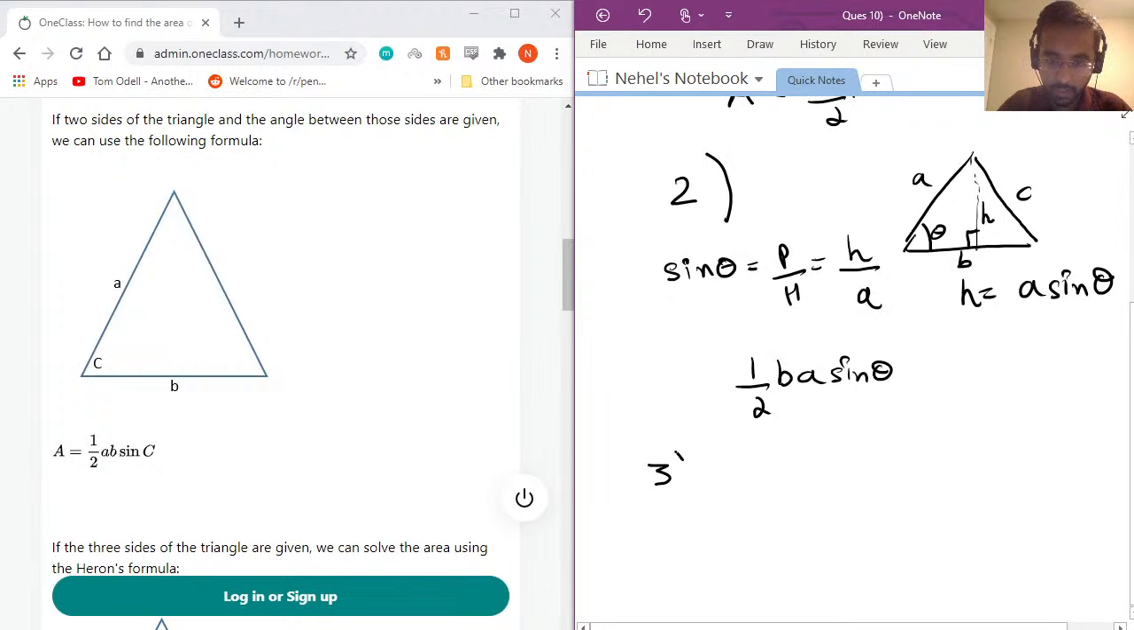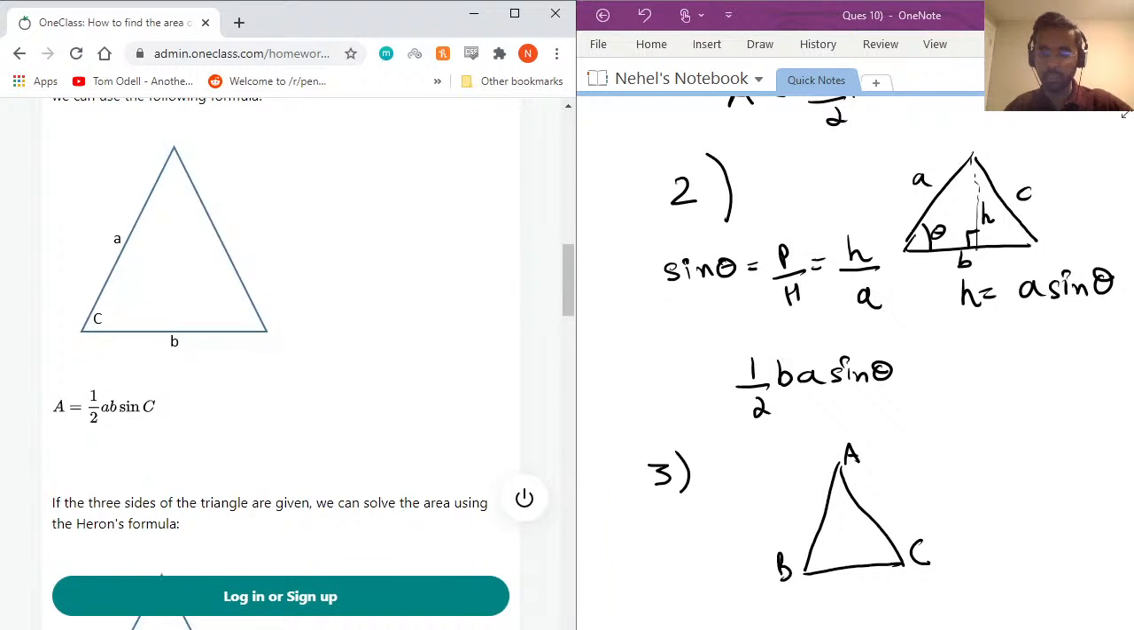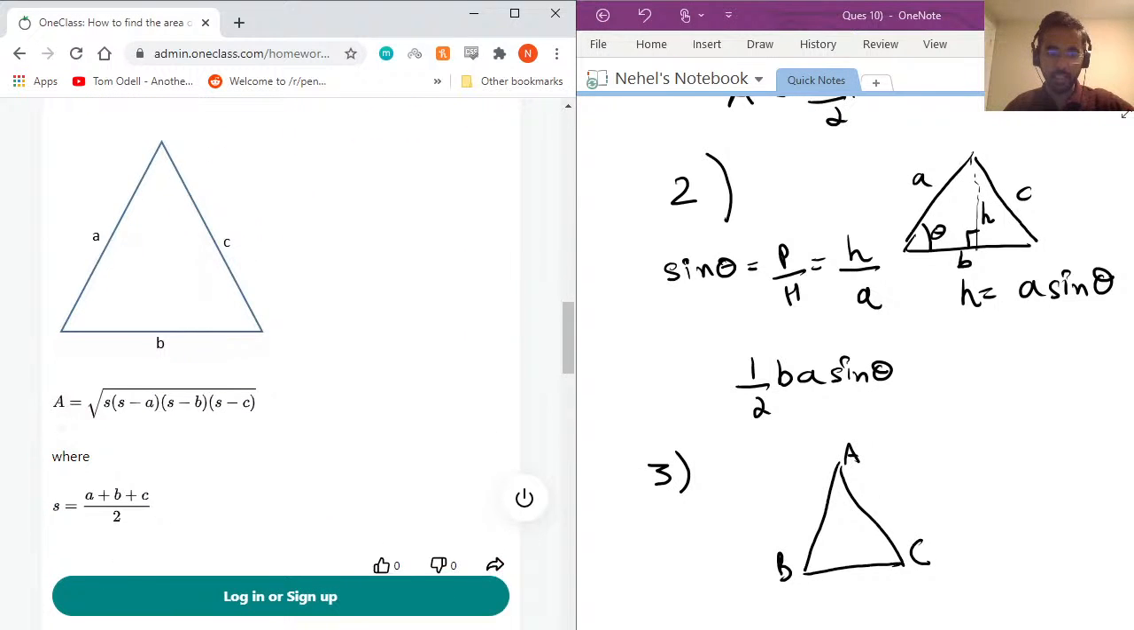And then the third way is actually using the coordinates of the triangle. If I'm given the points A, B, and C, or actually it's using the lengths of the triangle, if I'm given these 3 points, then the area is given by this formula here.